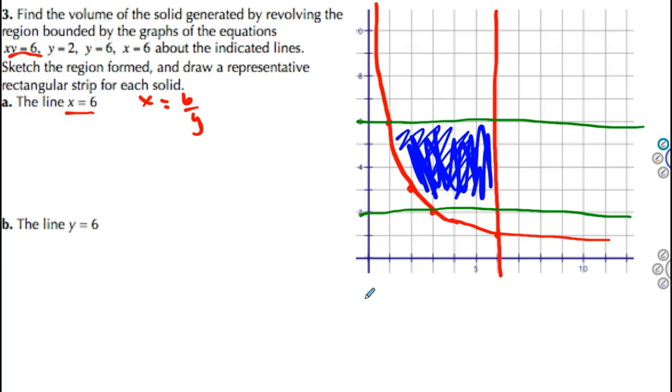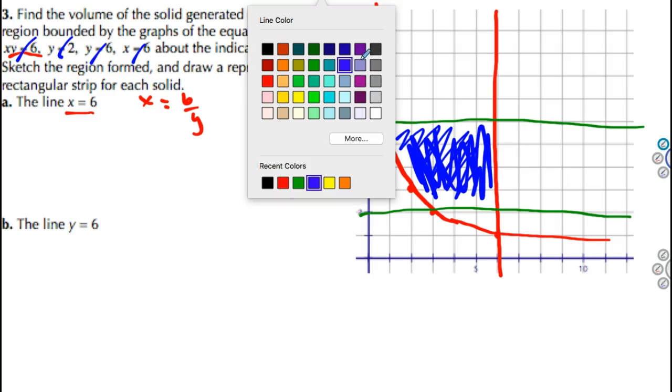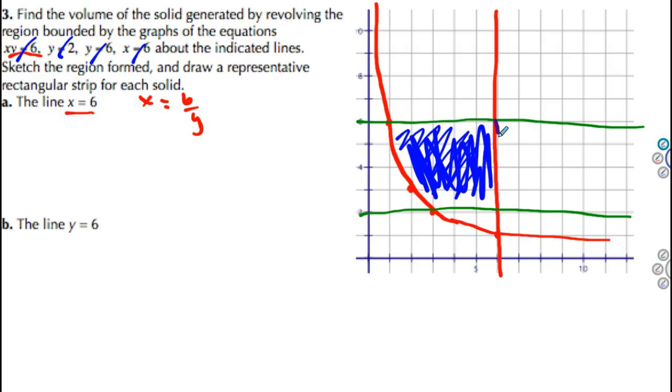I believe so, because I have y equals 2, y equals 6, x equals 6, and then I have this one. So I have the picture correct for those. As I look at what I'm doing, the line x equals 6, that's this one. This is where I'm rotating this around, and it's going to make almost like a bowl shape.